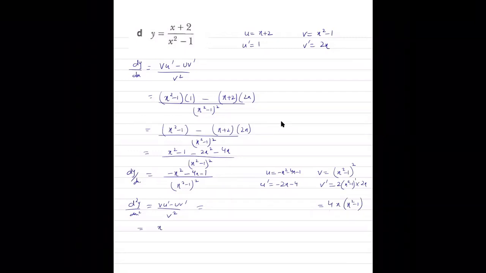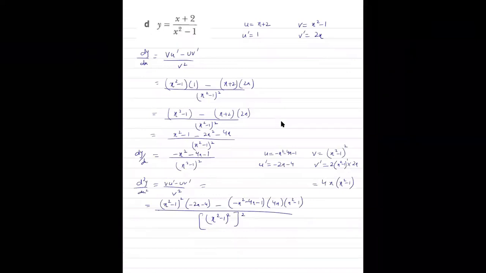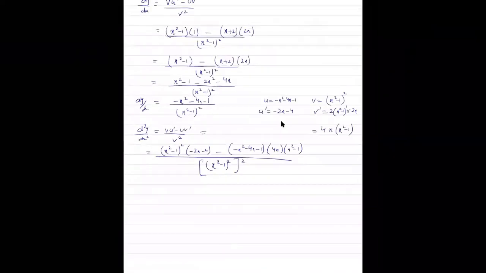So vu prime minus uv prime over v squared, (x squared minus 1) squared, the whole thing squared further. Okay, so you can see how complex things are getting. But the question will give you a simplified expression or a hint to solve it or simplify it further. I can check if this can be further simplified or not.